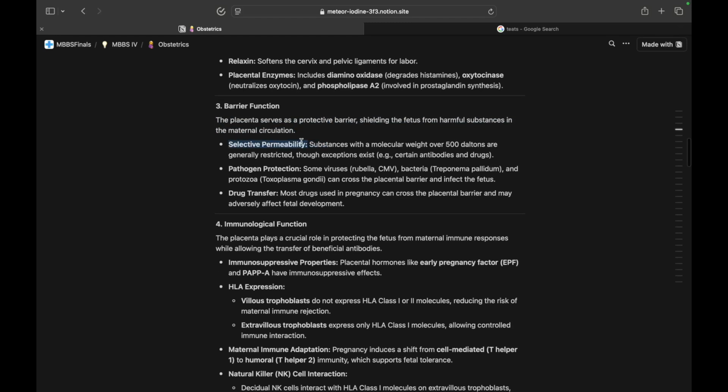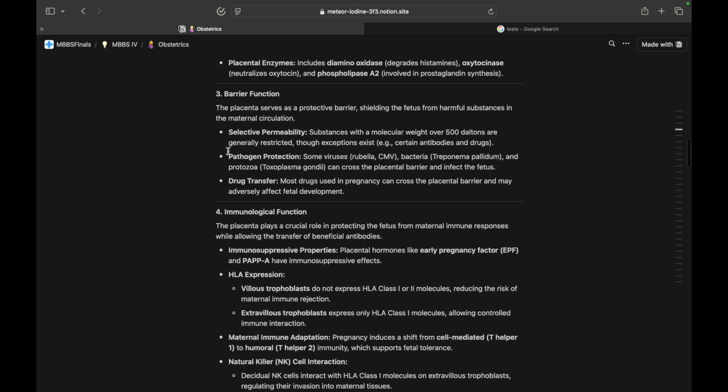So, what does it help in? Selective permeability, pathogen protection and drug transfer. Substances with molecular weight over 500 Daltons are generally restricted, though exceptions exist. So, certain drugs and antibodies can cross, but most of those which are higher than 500 Dalton do not cross. Pathogen protection: some viruses can pass through, but generally they can't infect.